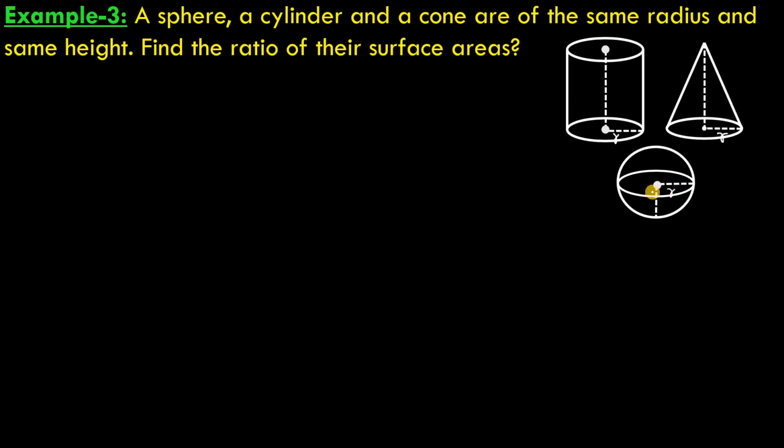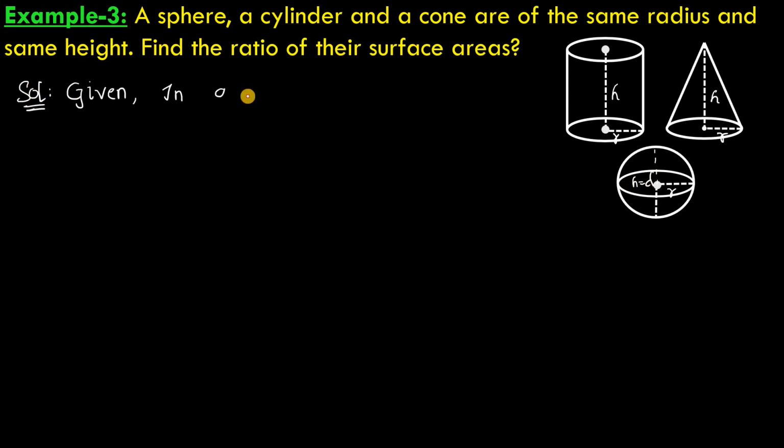Example 3. A sphere, a cylinder and a cone are of the same radius and same height r, and these all are r. This is h and h. For a sphere, h means diameter only. Find the ratio of their surface areas. If we see here in the sphere, they gave height as h. H means indirectly diameter.